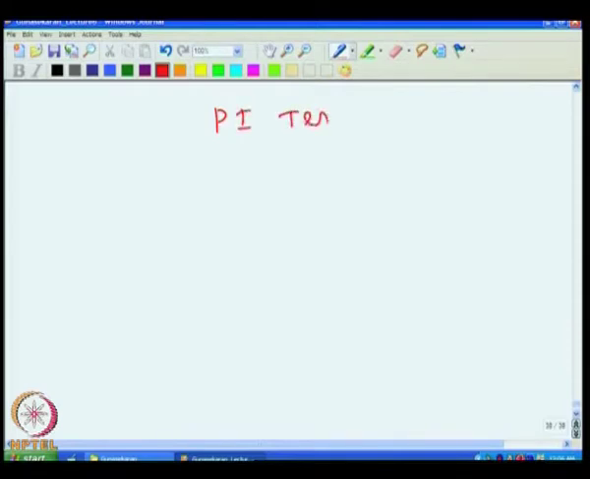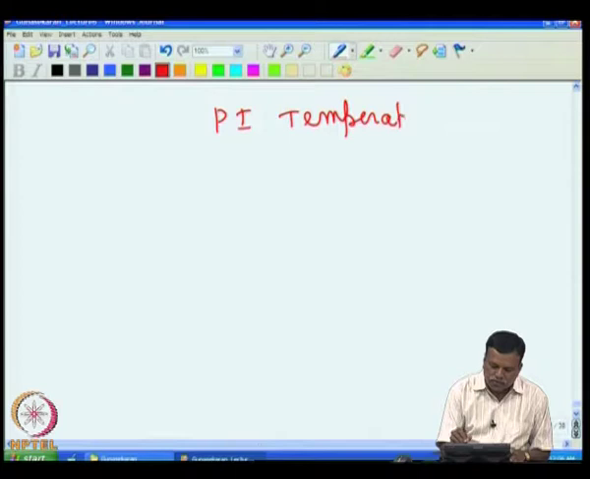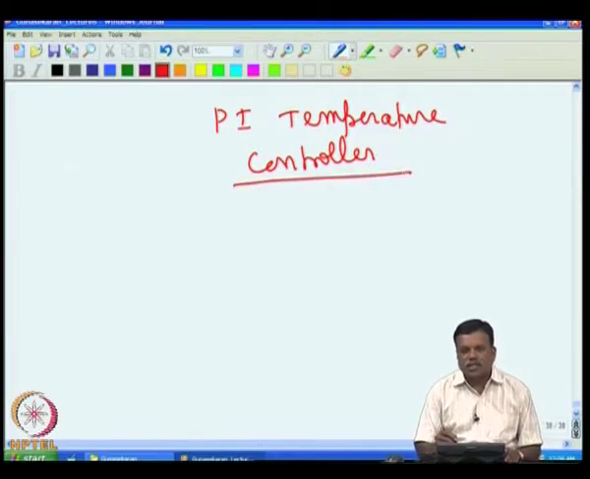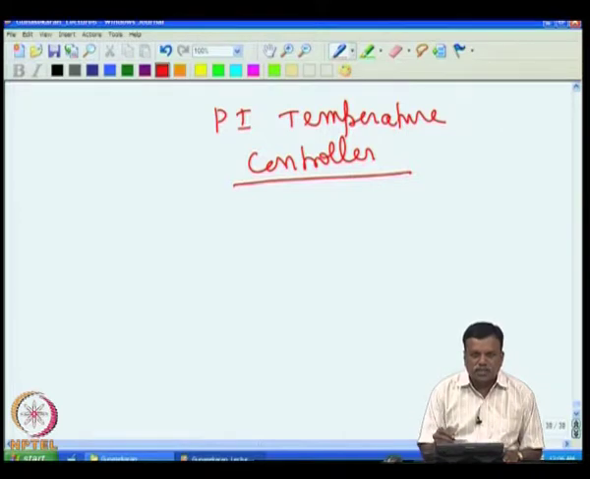Last week we had seen how to design a proportional temperature controller. This week we will see how to design a PID temperature controller. A PID temperature controller gives much better performance than a proportional controller. This is extensively used, and we should understand why this integral action. PI means proportional integral temperature controller. We also will see later what is a proportional integral differential temperature controller.